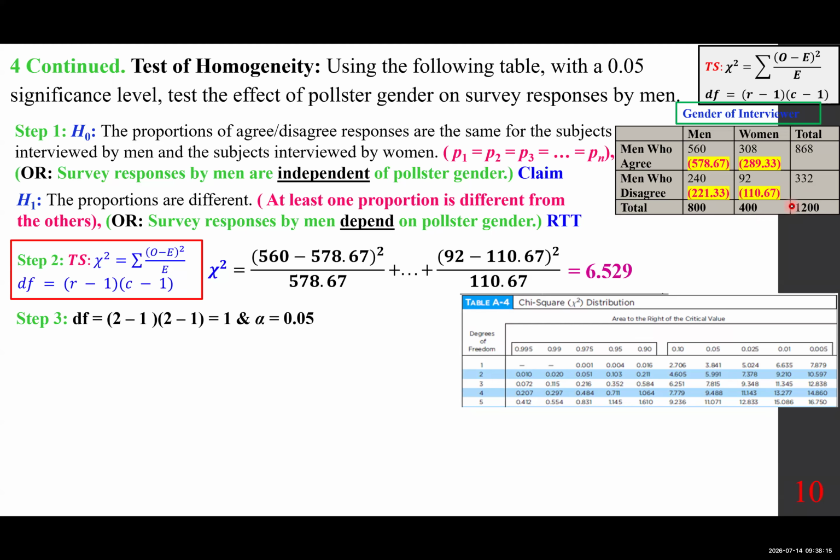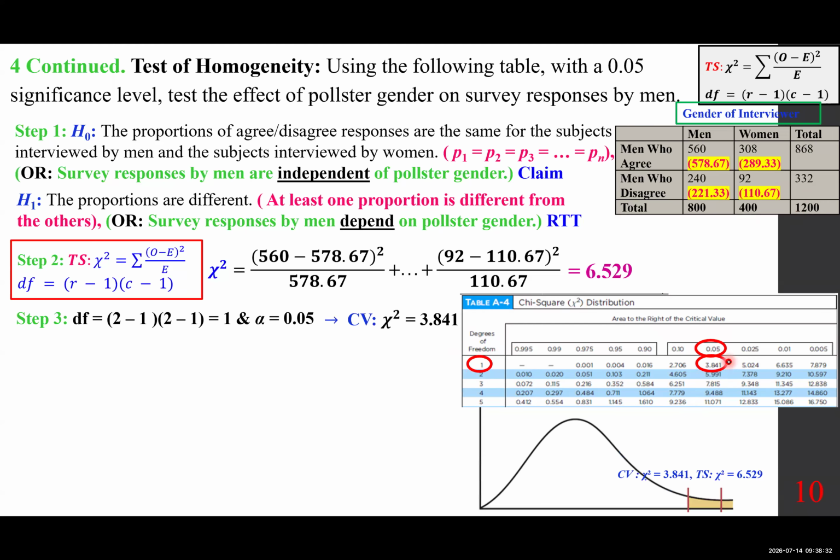Alpha is 0.05, and therefore, here's the chi-square table. We look for 1, and it's a right-tail test. So 1 here, 0.05 here, and when we put them together, the answer is 3.841. And if we do the drawing, the test statistic is way larger than 3.841, which puts us way into the rejection region. Therefore, reject H0 or reject independence.